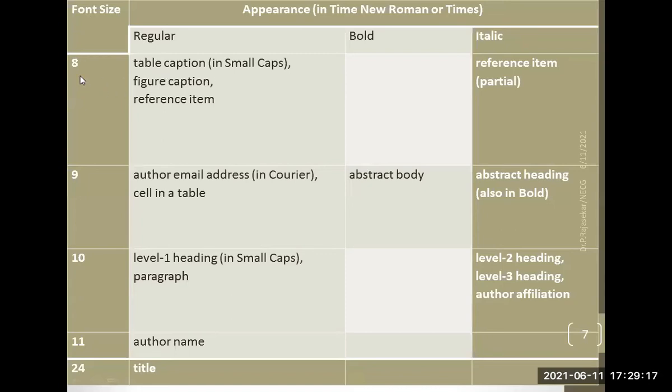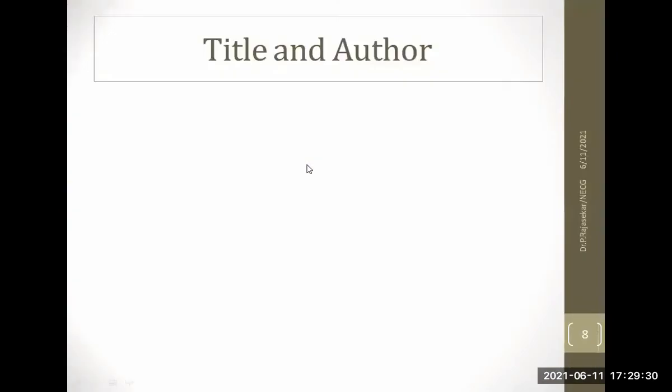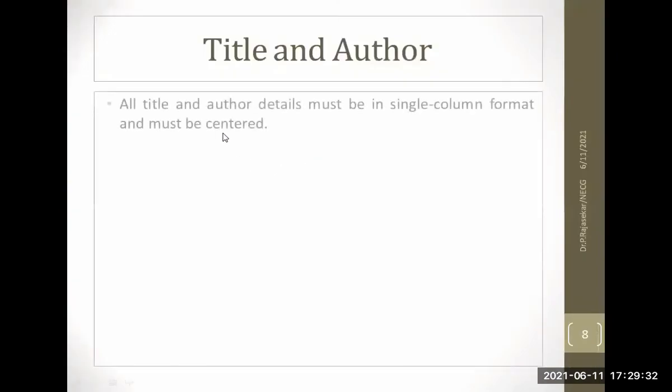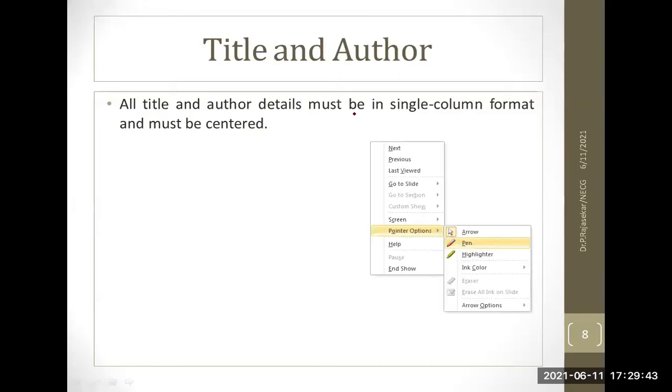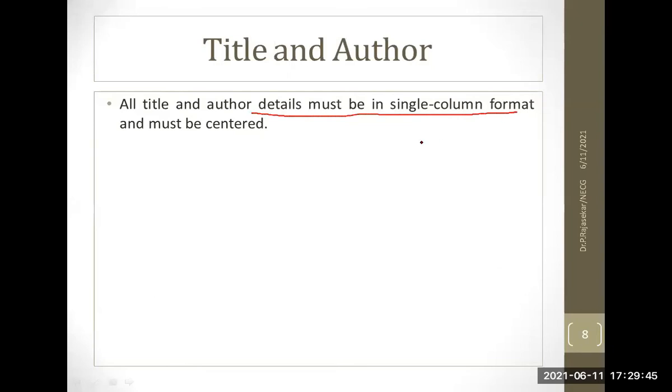The table caption is 8.1, and only the abstract is bold. The remaining things are in the normal format. All title and author details must be in a single column, while your content should be in double column. So you have to use the single column format for the title and author details.